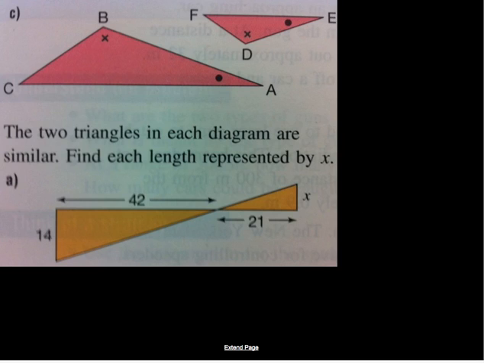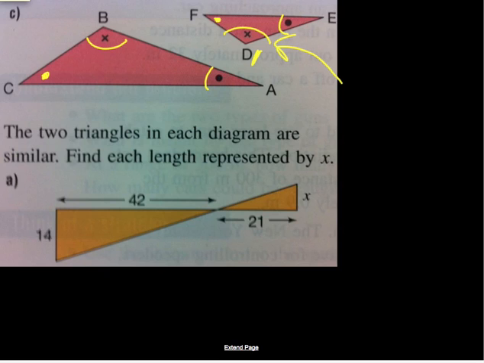Okay, here's two triangles. The two triangles in each diagram are similar. Find each length represented by x. Well, this top question is from a different portion of the question. And the question here basically says, are these two triangles similar? How do you know? Now we know that triangles are similar when all three angles are exactly the same. That one is the same as that one. Angle A is the same as angle E, but we don't know if angle F and angle C are the same. But we do, and we talked about that the other day.